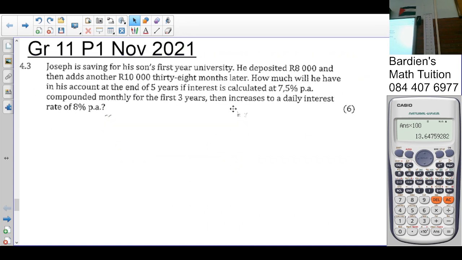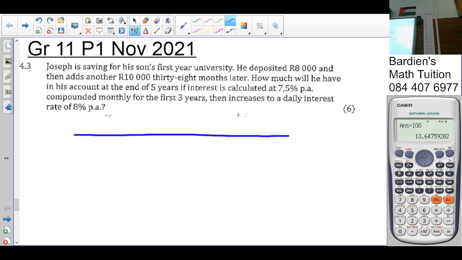we are told that Joseph is saving for his son's first year university. He deposits 8,000 rand and then adds another 10,000 38 months later. Definitely a timeline question here. He deposits 8,000, that's T0, and 38 months later. How many years is that?